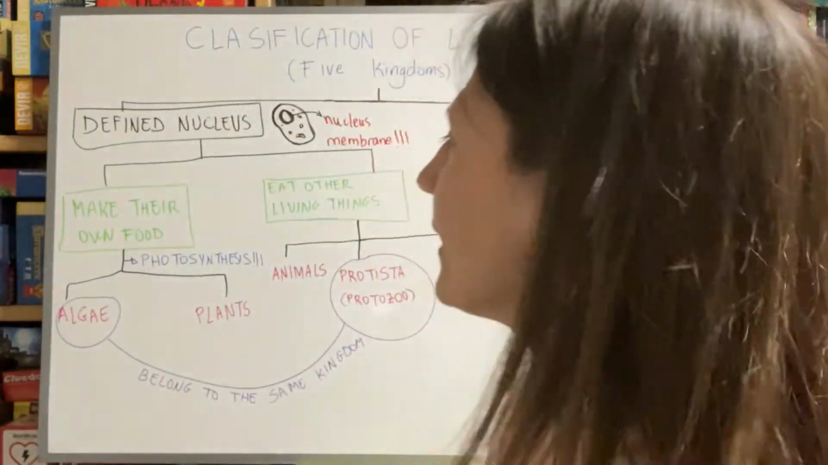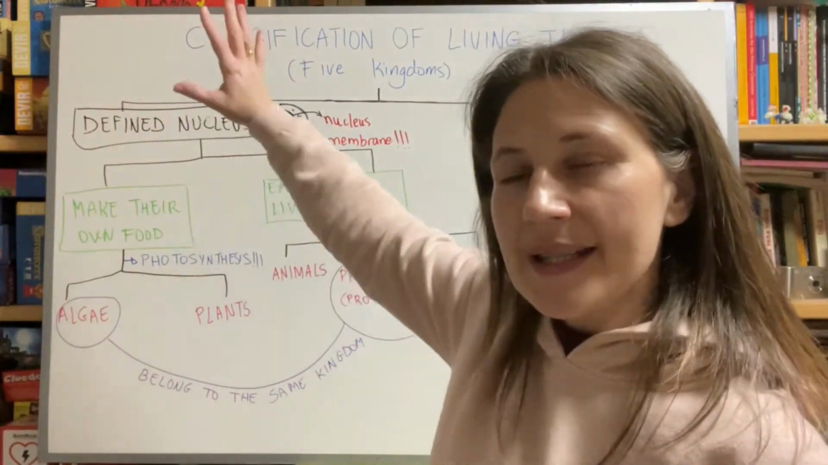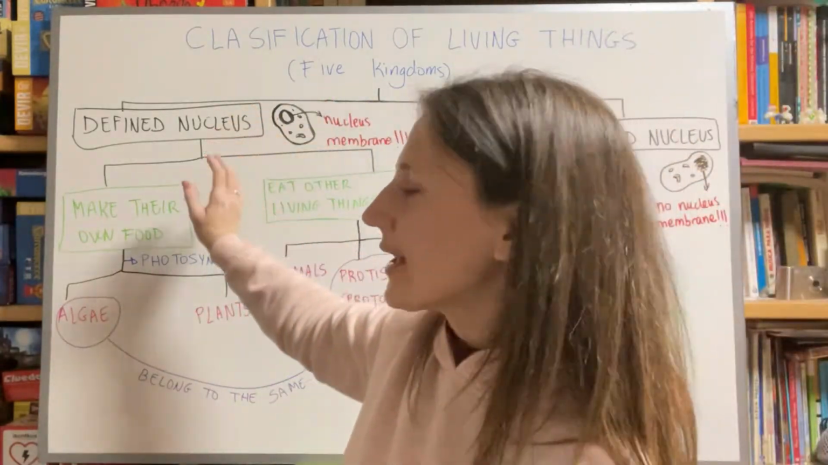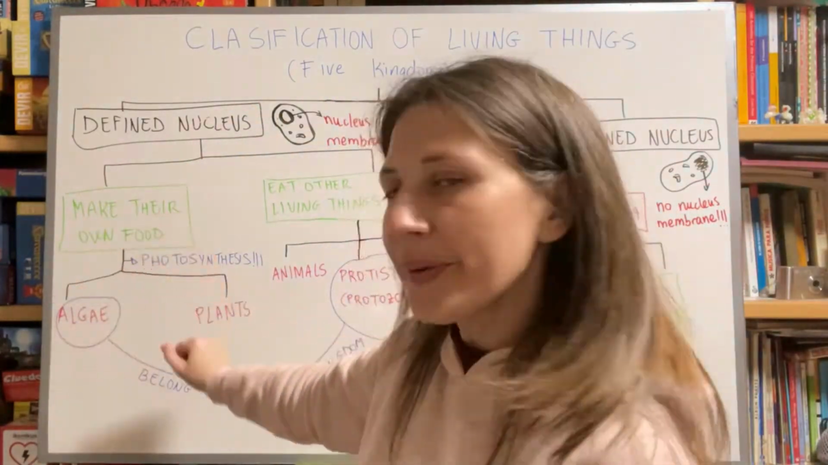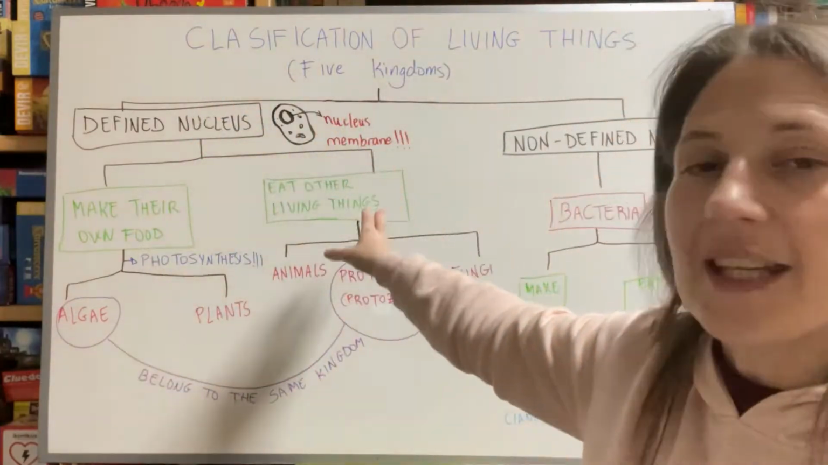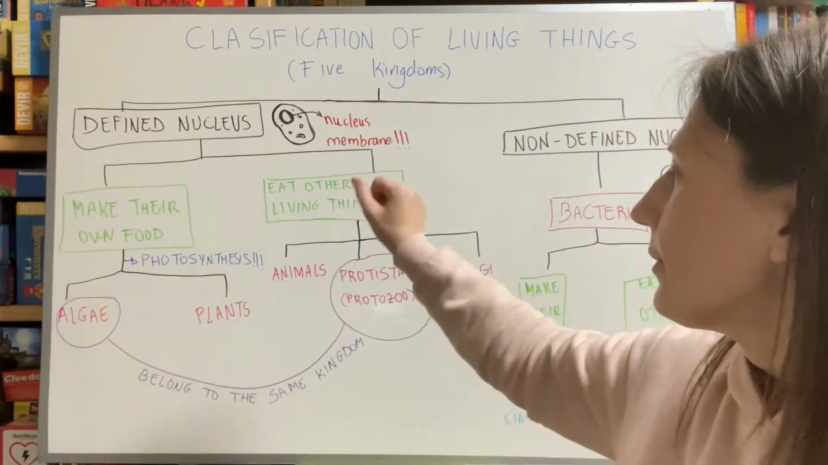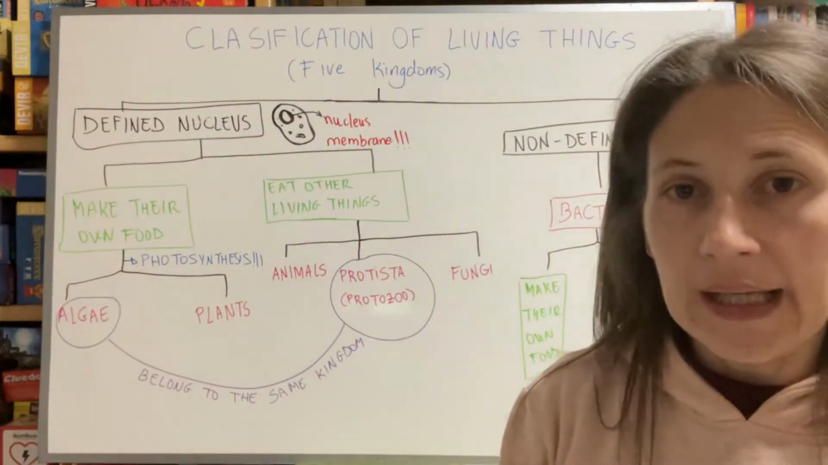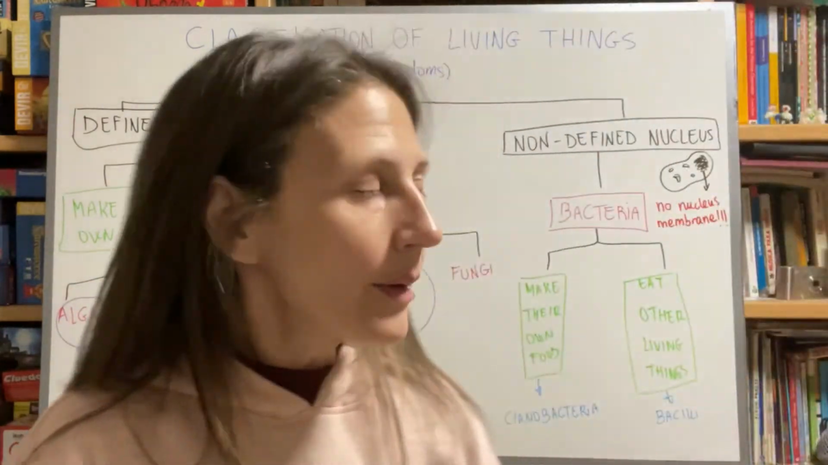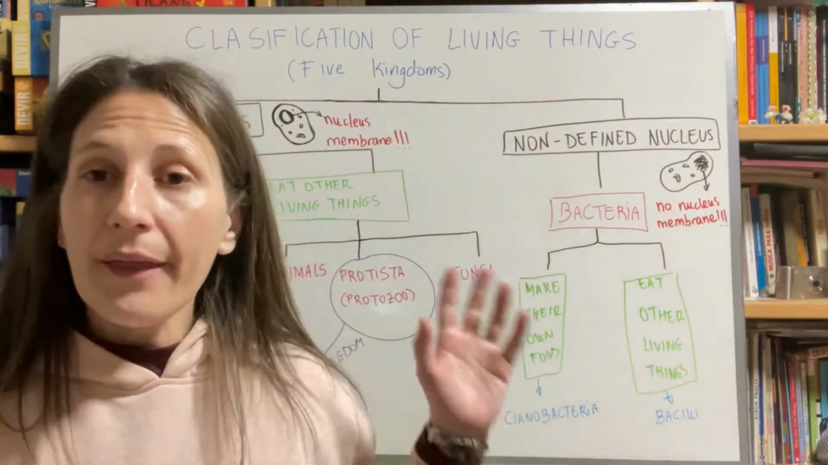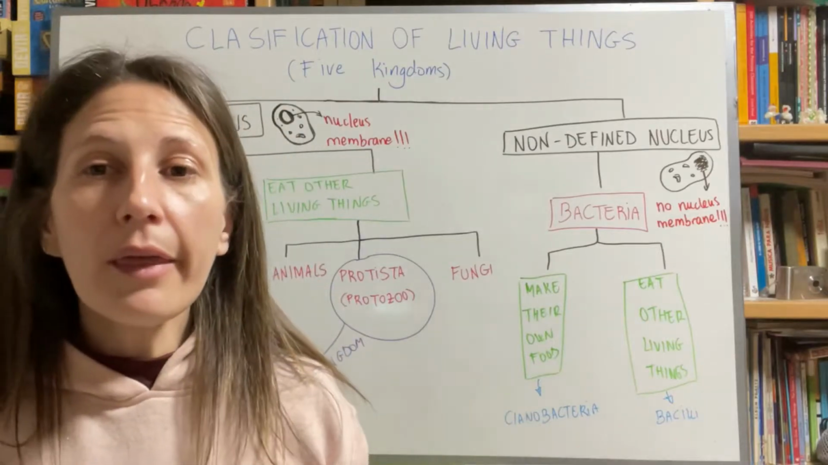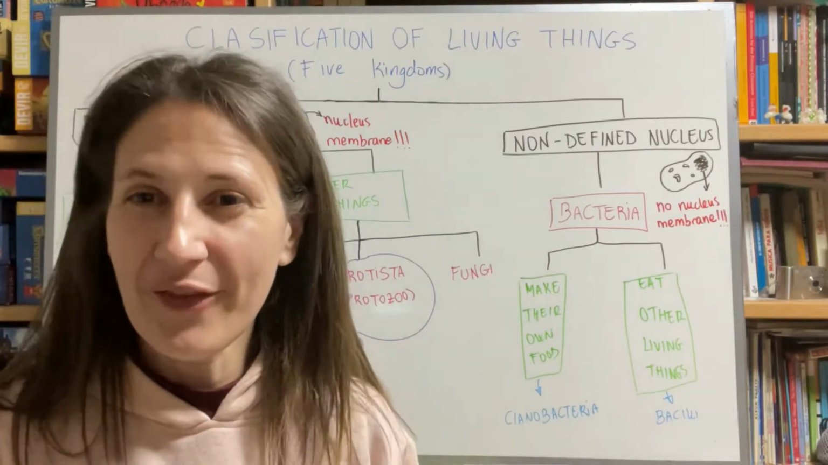Is that clear? So, quickly, defined nucleus, non-defined nucleus. Defined nucleus that make their own food, algae and plants. Defined nucleus that eat other living things, animals, protista that is part of the algae kingdom, and fungi. Non-defined kingdom, bacteria. This is the most popular classification, but you can think of new ways to classify living things.